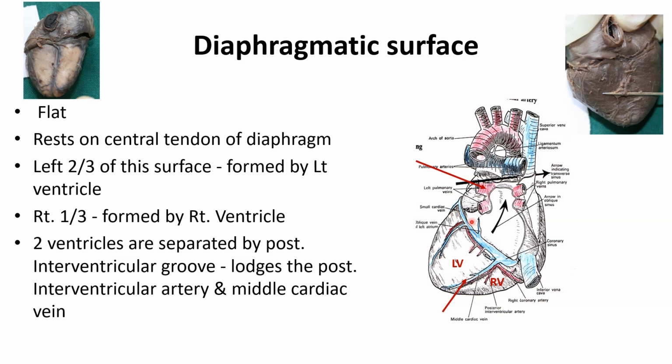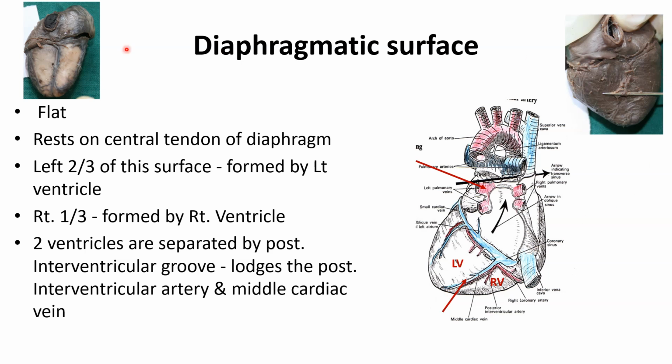So in this picture you are seeing the diaphragmatic surface. This is the diaphragmatic surface and this is the base of the heart which we have learned. And you are seeing the coronary sulcus with the coronary sinus, and this is the posterior interventricular groove separating the right and left ventricles, which lodges the posterior interventricular artery and the middle cardiac vein.